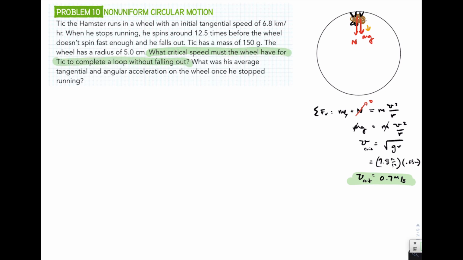All right. And then we also want to know what is his average tangential and angular acceleration. So in order to do that, we have to do what kind of problem? The acceleration? Kinematic. Yeah, we're going to do kinematics. Why do we want to do kinematics? What are we given?